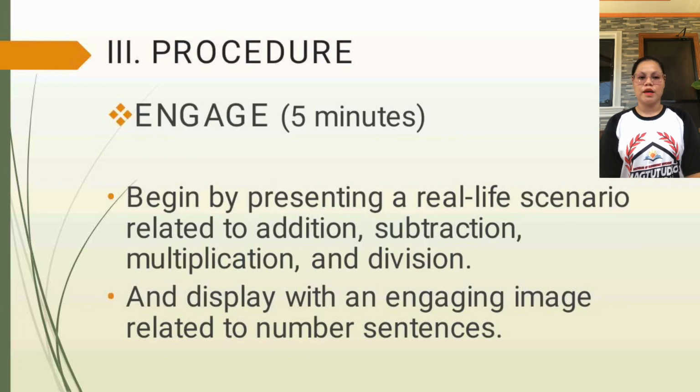Next, we have the procedure. Since it is a 5E model, let's have an engage first. I'm going to present a real-life scenario related to addition, subtraction, multiplication, and division, and I'm going to display an engaging image related to number sentences. So this could be the image, and this one.